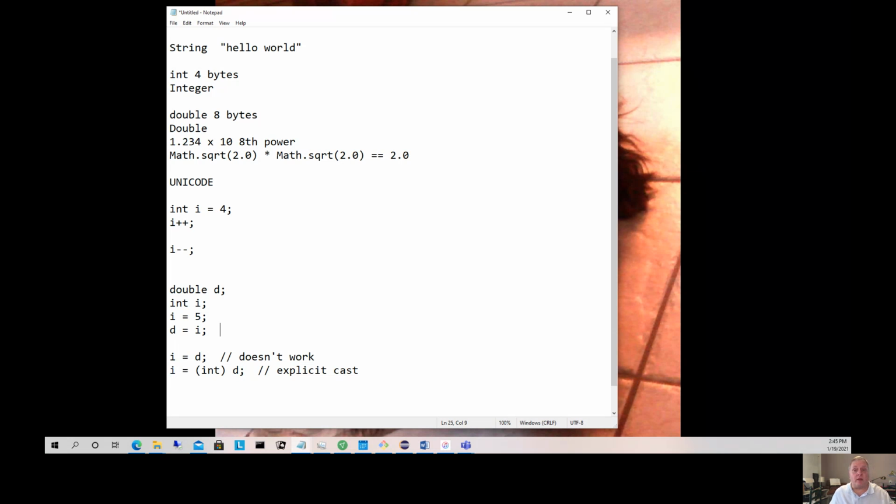By the way, these implicit casts that Java will do for us are referred to as widening. The explicit cast that we have to do, tell Java to do, whether it wants to or not, is referred to as narrowing. So that's another thing to be aware of, especially for you Python people.